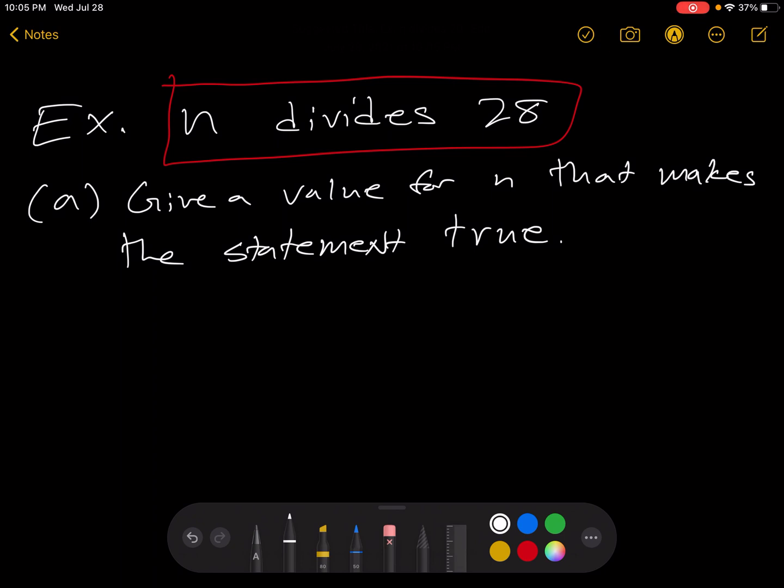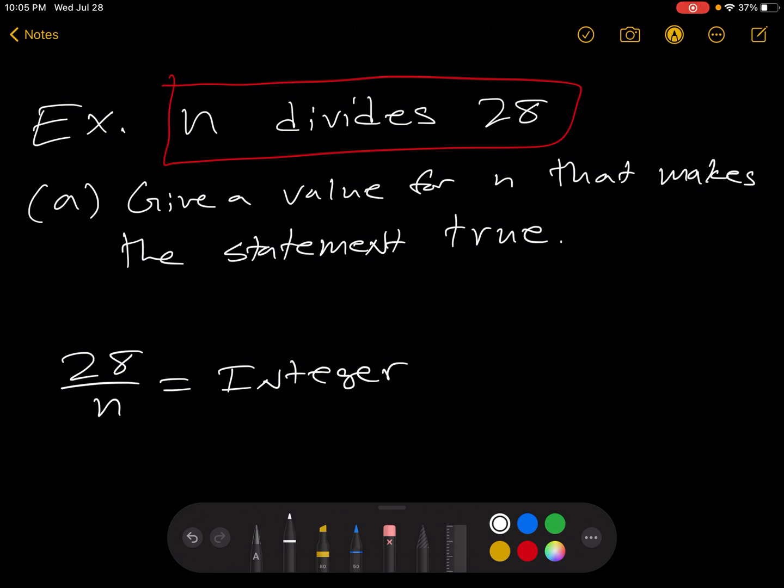So n divides 28. Remember, n divides 28 if n and 28 are integers, and so to say that n divides 28, this means that n and 28 are integers and 28 over n equals some integer. Remember, the integers are 0 and positive and negative whole numbers. So what will work for n?